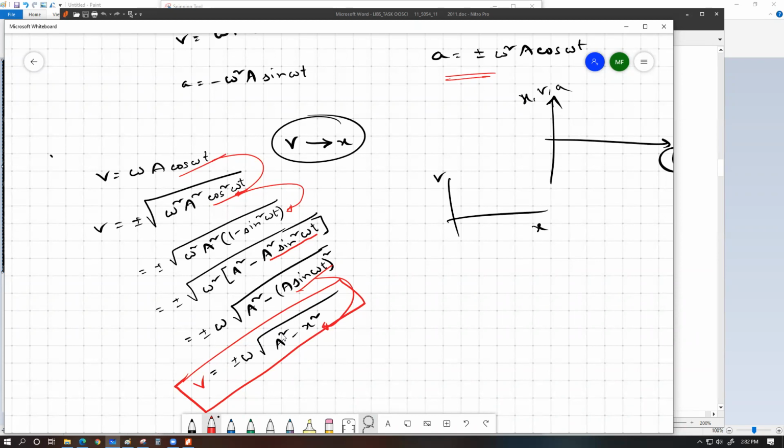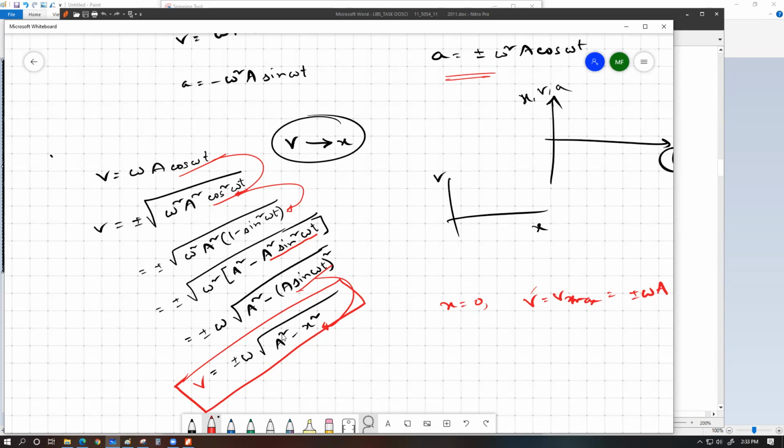Have a look. This dictates that whenever x is 0, your v is going to be v max. And how much would that v max be? This is going to be plus or minus omega a. If x is 0, this is a square minus 0 square, which means omega a. And that's essentially what happens for a simple harmonic motion particle. At the equilibrium position, we always have the maximum velocity, which can be in either direction, towards right or towards left, but the magnitude is maximum.